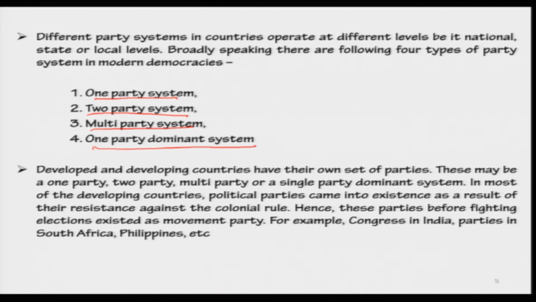Now, in most of the developing countries you find that political parties came into existence as a result of the anti-colonial struggle. Now, these parties, before they come to fight elections, exist as movement parties. So, the Congress party in India and similarly parties in South Africa and Philippines have the history of mobilizing the masses to oust the colonial rule before they began to contest elections, and that struggle against the colonial rule gave them a formidable position in electoral competitions after independence.